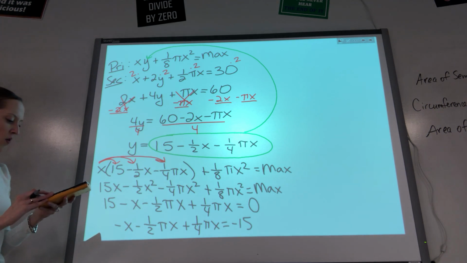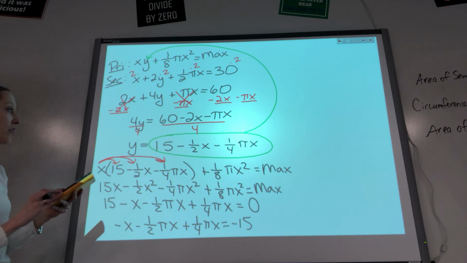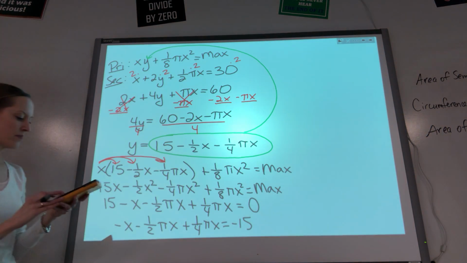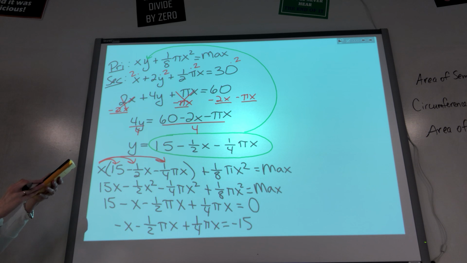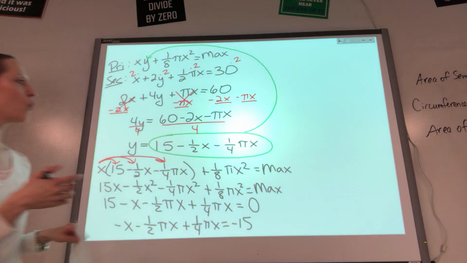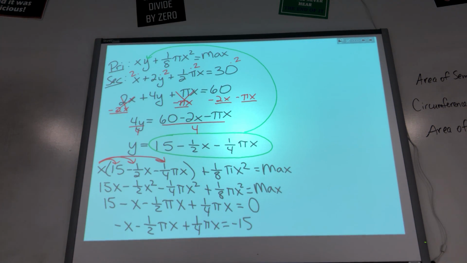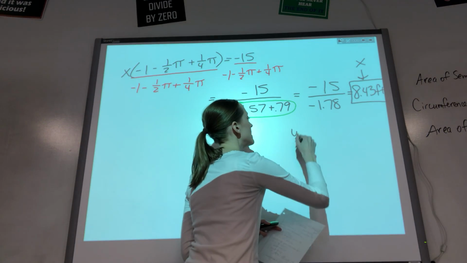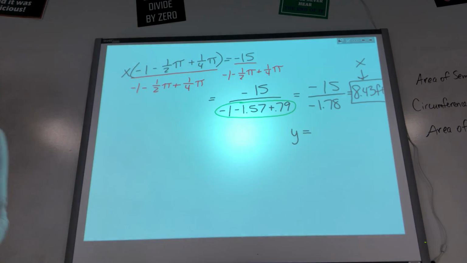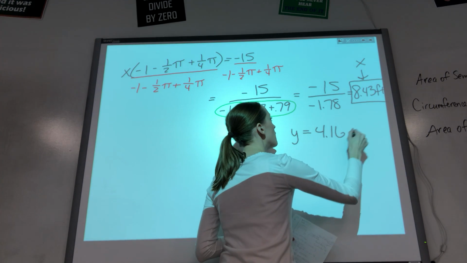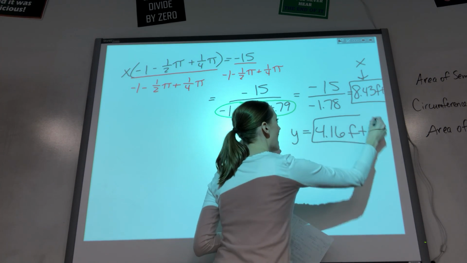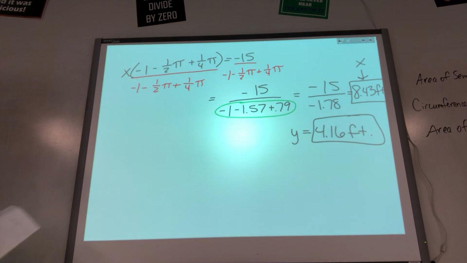I'm just typing this in. 15 minus 1/2 times 8.43 minus 1/4, and I'm doing decimals here because it's easier, 1/4 pi times 8.43, and that is about 4.16. Depending on how you round, or even depending on when you round, your answer could be slightly different, but 4.16 feet. That was the width, and then the 8.43 is the length.